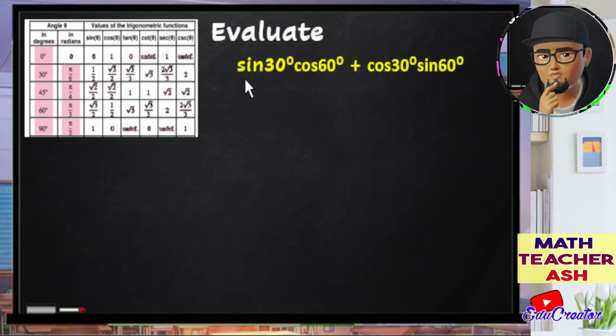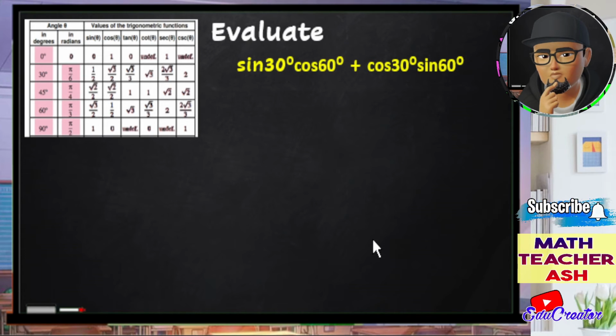This one means you get the value of sine 30, you get the value of cosine 60, then you multiply it together, and then you get the cosine 30 as well as the sine 60, then you multiply it together before you add the result of both for the first term and the second term. Alright, so I hope, my dear math learners, you got that one.